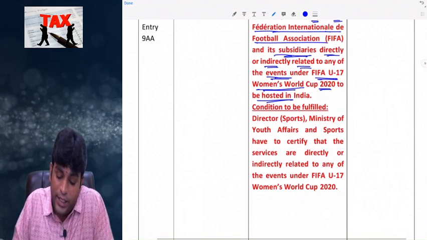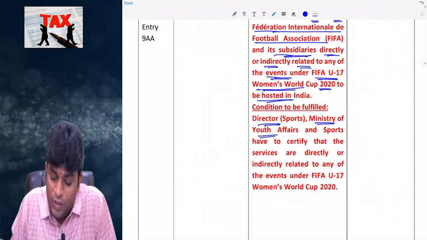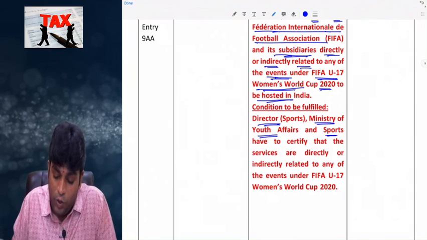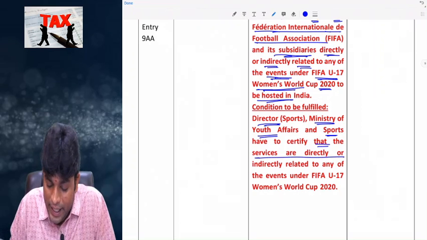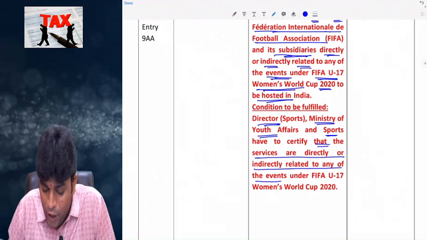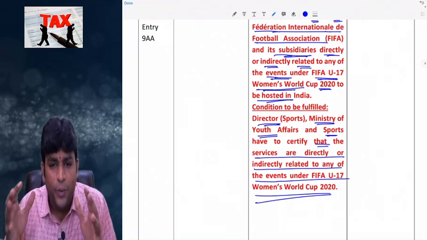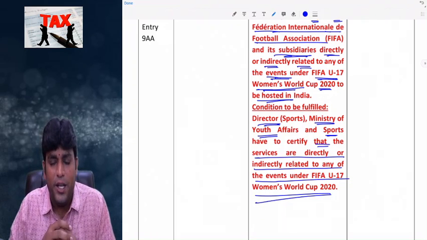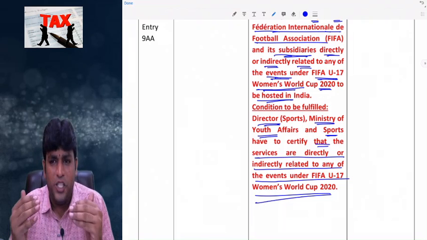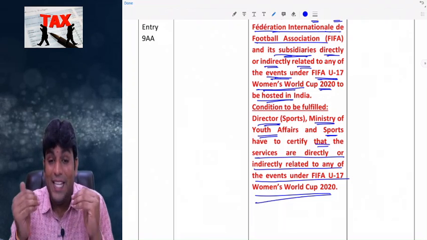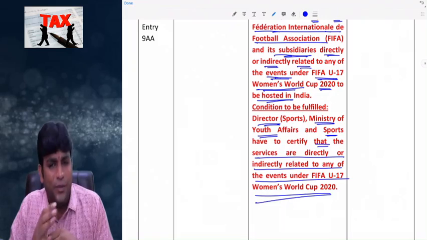Conditions: Director of Sports, Ministry of Youth Affairs and Sports have to certify that services are directly or indirectly related to any of the events under FIFA Under 17 Women's World Cup 2020. They have given this exemption because it is a matter of pride and privilege that FIFA World Cup is happening in India. That's where they gave this exemption.